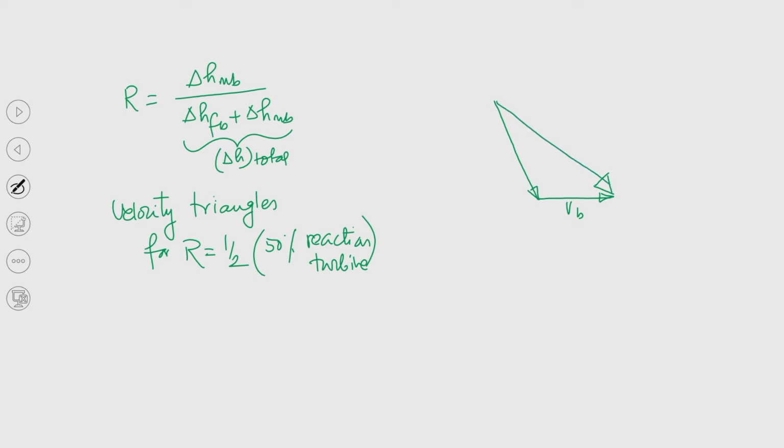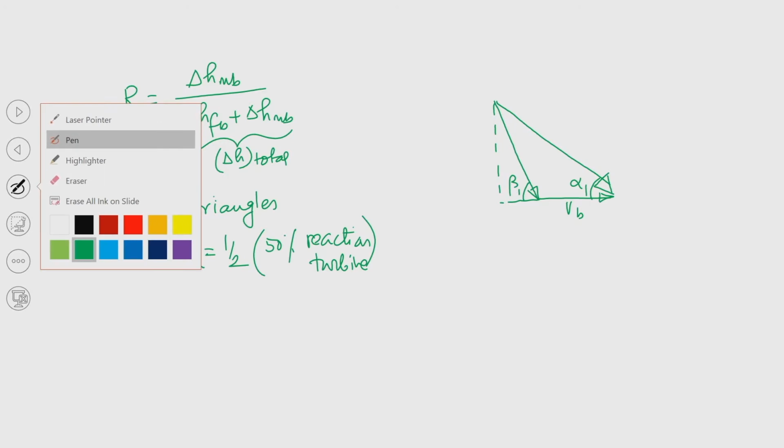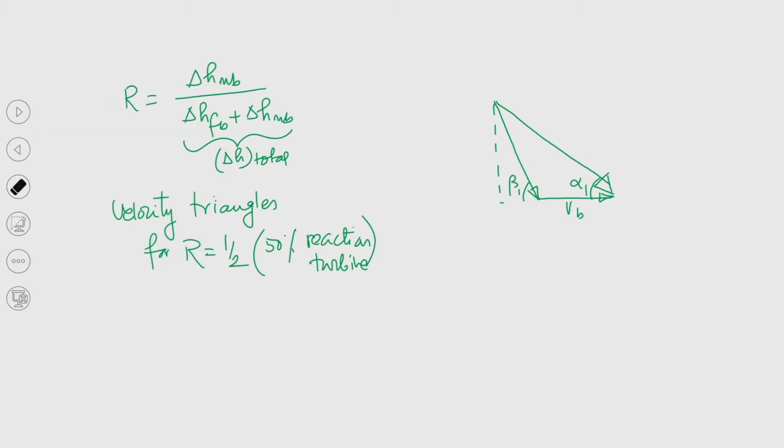Okay. Now, this angle is alpha 1 and this angle is beta 1. That is what we have seen in the last class, I mean velocity triangles which we have drawn in the context of the impulse turbine. So, this is beta 1. Now, this is the inlet velocity triangle, say this is A, B, C.